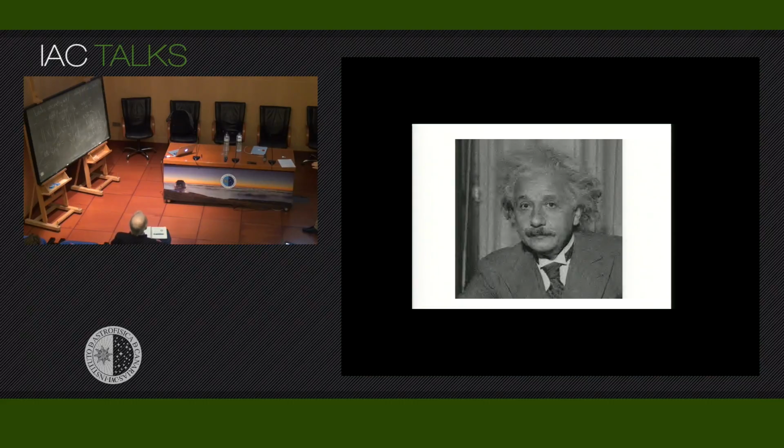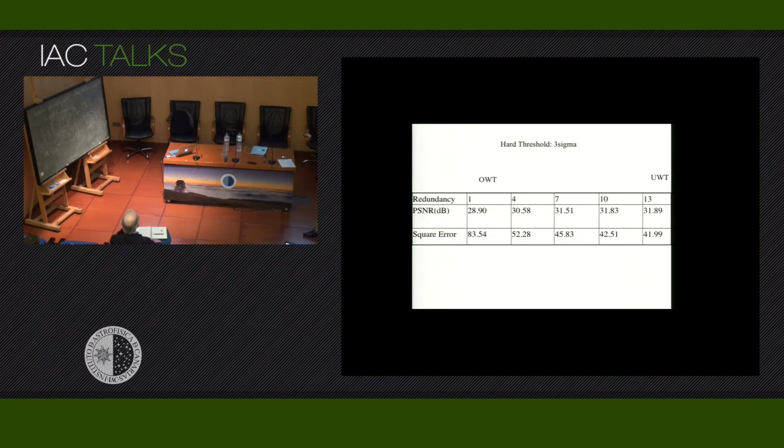This is the result using orthogonal wavelets. I take the orthogonal wavelet transform, I threshold all coefficients which are smaller in absolute value than 3 sigma, and I reconstruct, and I get this image. And here is using undecimated wavelets. In terms of image quality, you see that just going from orthogonal wavelets to undecimated wavelets, there is something like 3 dB difference. So it's a huge difference in terms of quality when you are using undecimated wavelets.